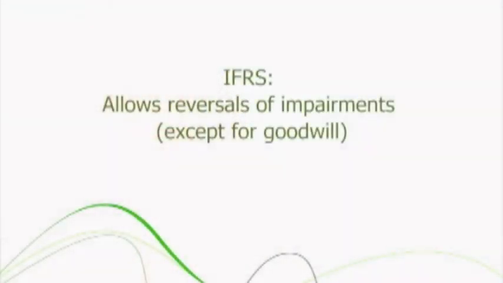And the last major difference, unlike US GAAP, IFRS allows reversals of impairments, except for goodwill.